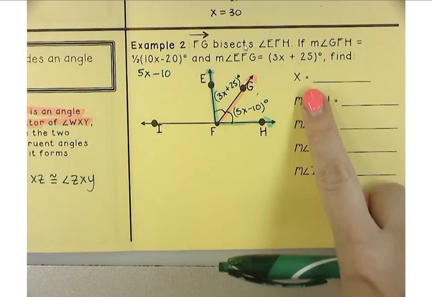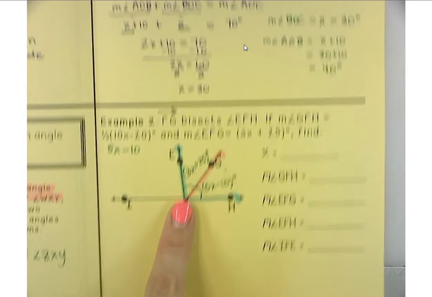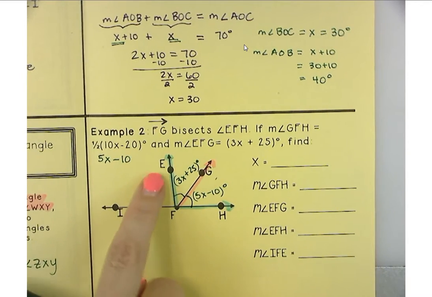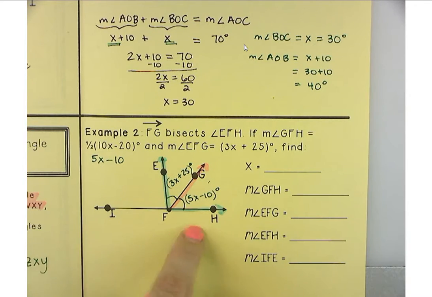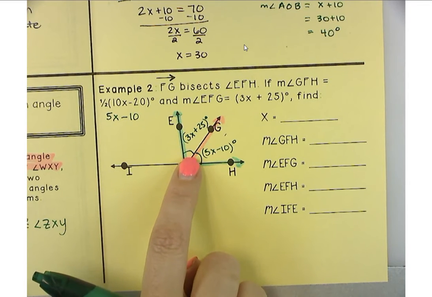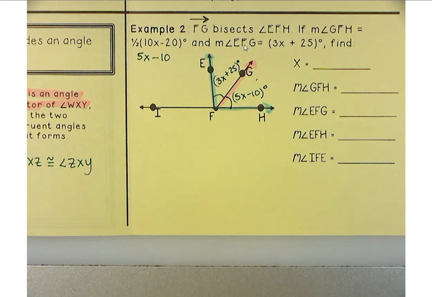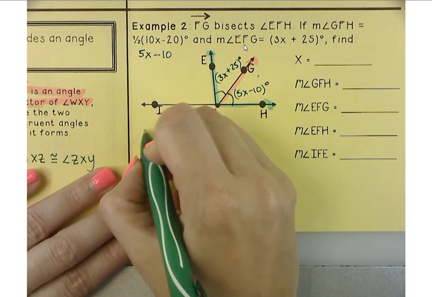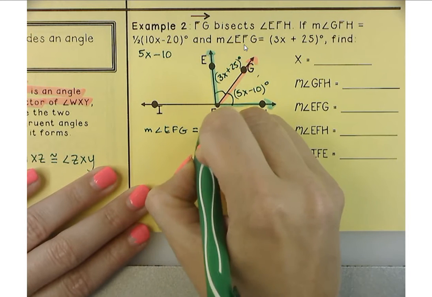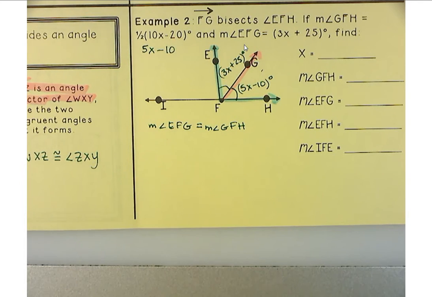Now we have to find x, so we have to think about what type of equation we're going to set up. It's not going to be the same type of equation as last time, even though it is true that EFG plus GFH is equal to EFH. But do we know what that big angle measure is? No. What we do know is those are congruent. And when two things are congruent, what do we know about their measures? They're the same. So the measure of EFG has to be equal to the measure of GFH. If they're congruent, they have to be the same.